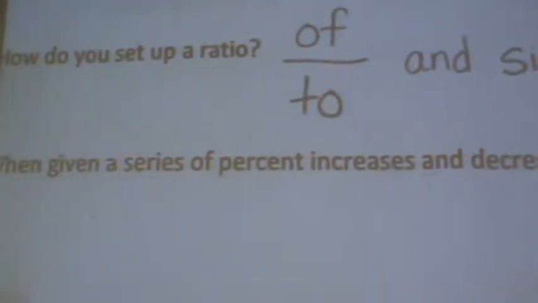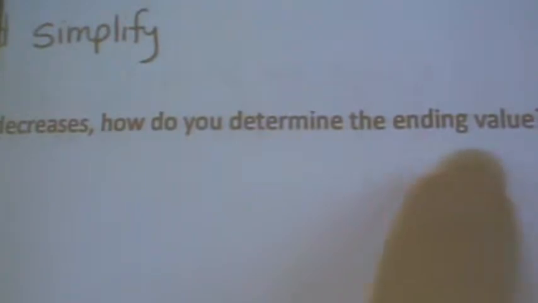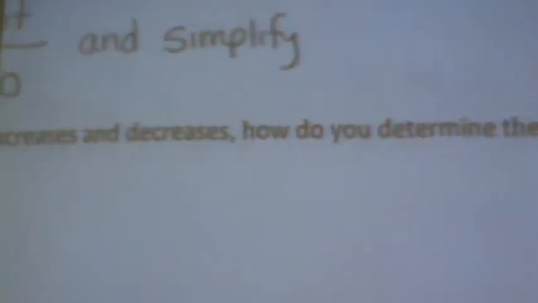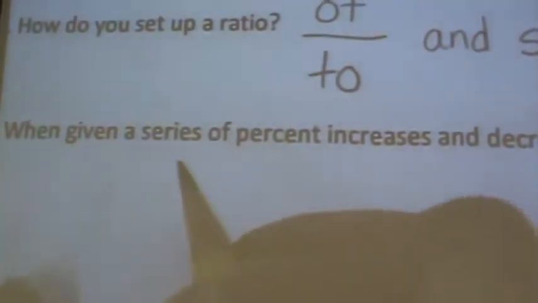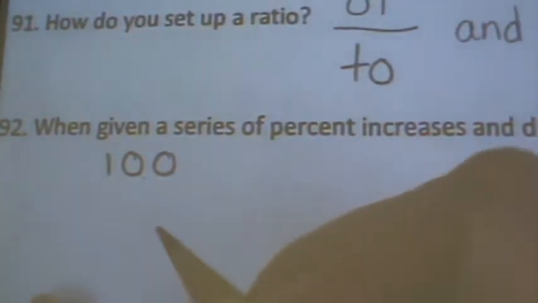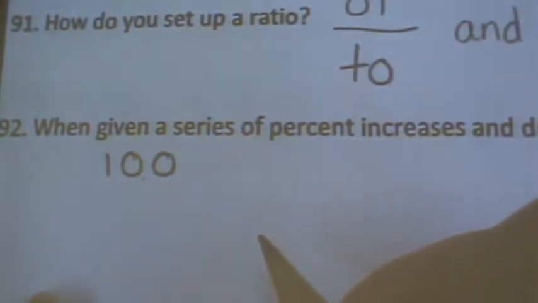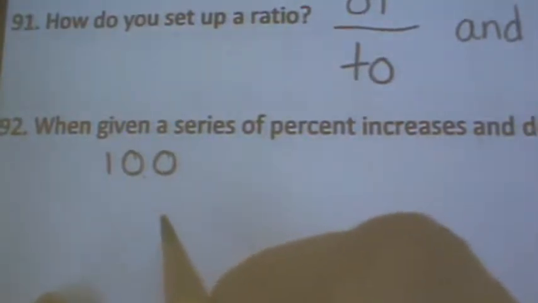The next one, 92. When given a series of percent increases and decreases, how do you determine the ending value? For example, let's start with the number 100. If I say the number 100 increases 10% and then it increased 20%, what was the total increase? You can't add 10 and 20% and say 30%. It doesn't work that way. So we're going to do it in parts.